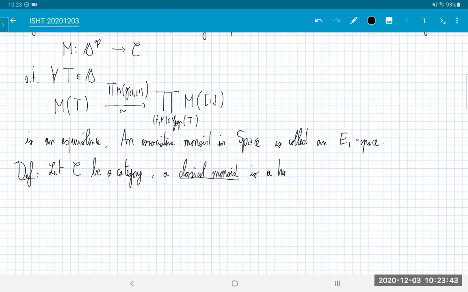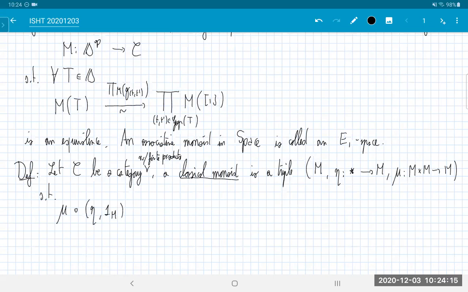A monoid is a triple: a category with finite products, a map eta from the terminal object into M, and a map mu from M times M into M, such that mu is associative and unital, by which I mean mu composed with eta, comma, the identity, is the identity on M. That's unitality.